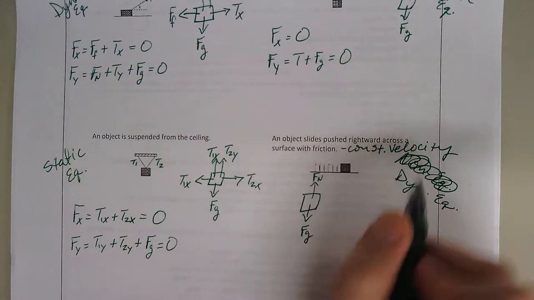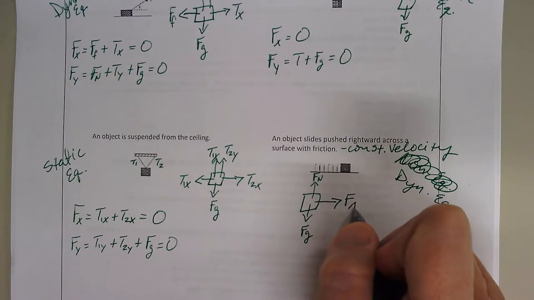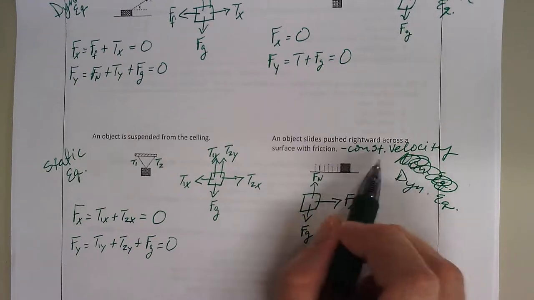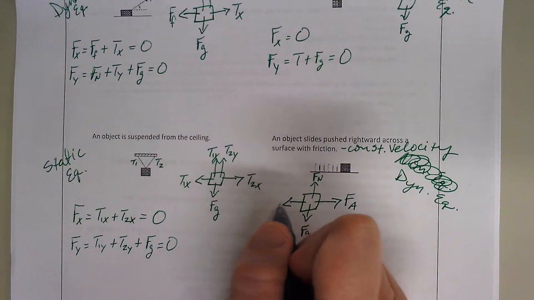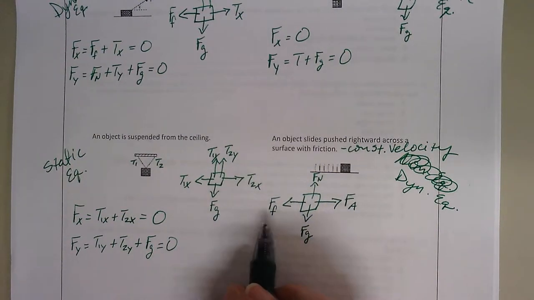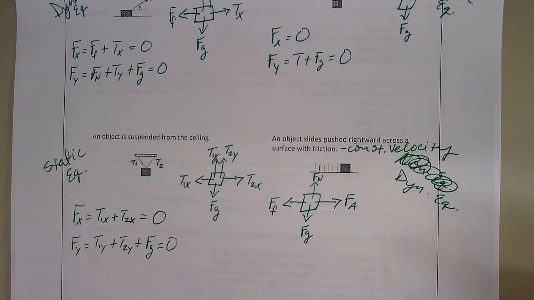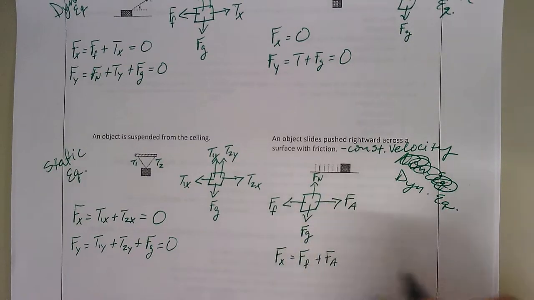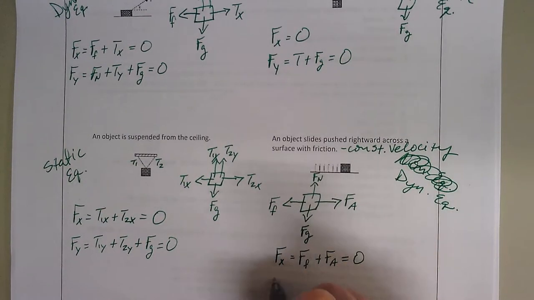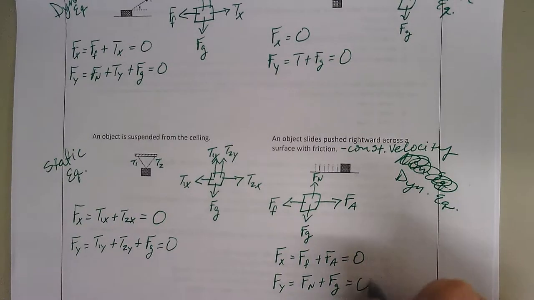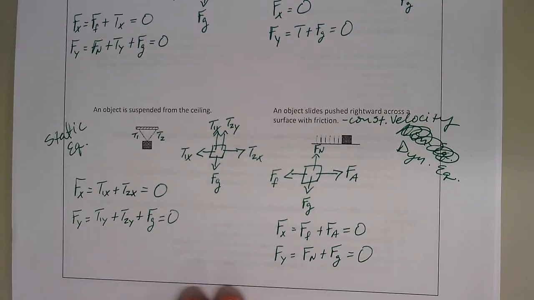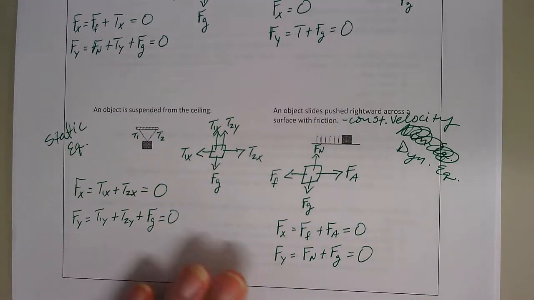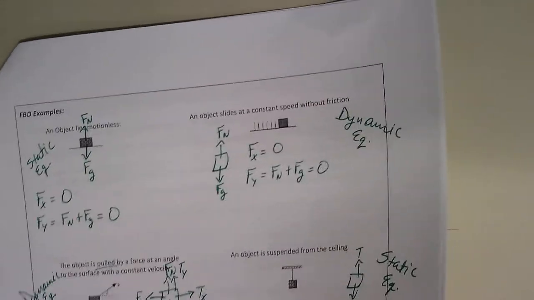Okay, so if it's pushed, then it's going to have a force applied in the direction that it's moving, and to keep it going at constant velocity, it has to have friction. Friction opposes motion, so it's always going to go in the opposite direction of the motion. Okay, so my F net in the X is my friction plus my force applied. And if it's going constant velocity, that means that's zero. Now, my F net in the Y is my normal plus my gravitational, and it's not moving up and down, so I'm going to say that that's zero. Okay, so that's free body diagrams. That's a lot of stuff at equilibrium. We'll talk about things that are non-equilibrium another day.